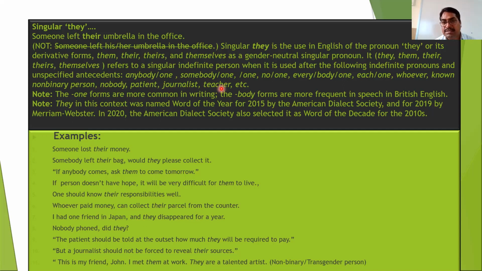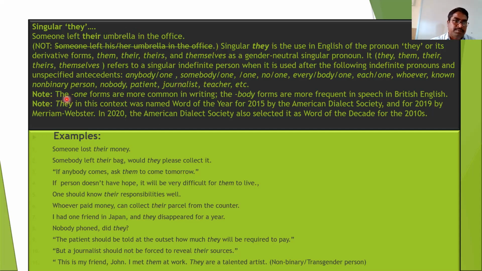So these are indefinite pronouns, that is somebody, nobody, anybody, each, everyone, etc. And names like patient, journalist, teacher, doctor, engineer, these are also indefinite, right? So whenever these indefinite pronouns are there as a subject in a sentence, they will be followed by this singular they as a derivative form, right?